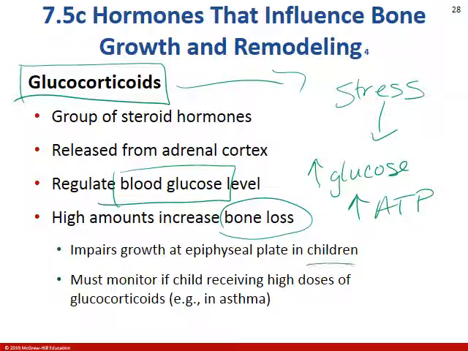In children, it specifically inhibits growth at the epiphyseal plate. In adults, it could cause your bones to be weaker. You can still lose bone mass, and if you're over a certain age, if you lose bone mass, you're not going to be able to replace it. After 40, you start losing bone mass, and there's not much we can do about it.